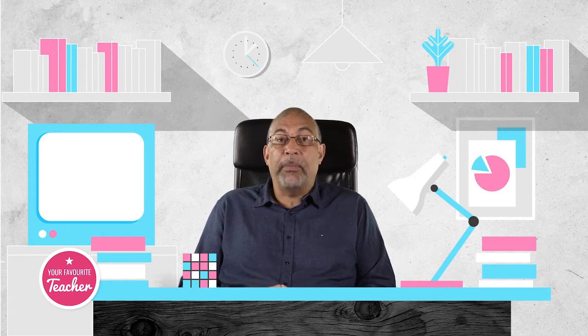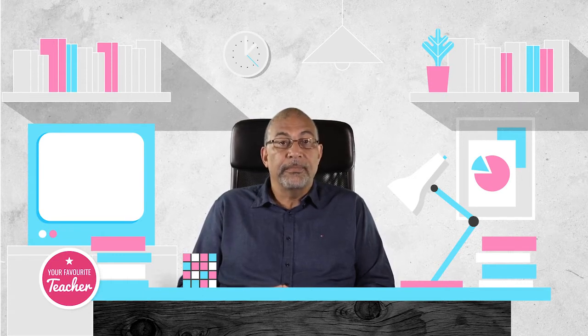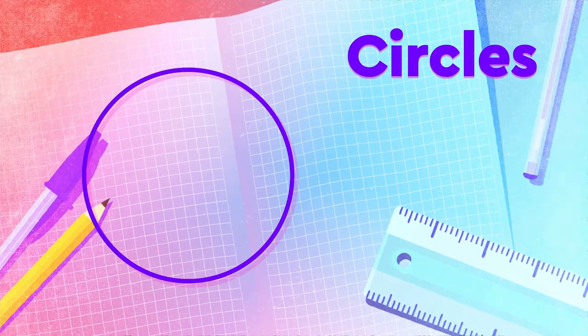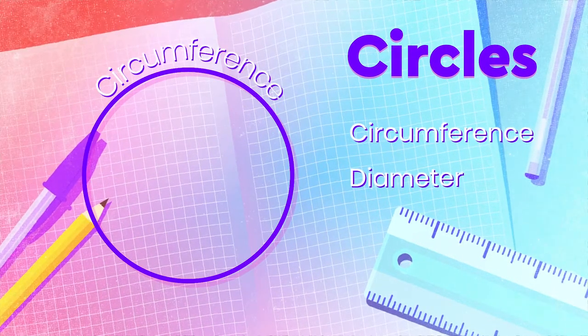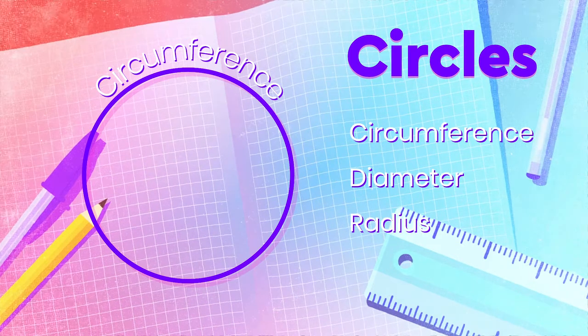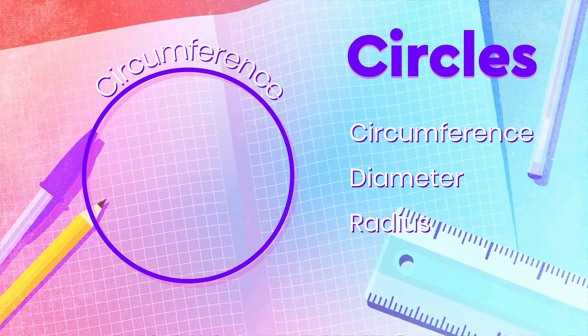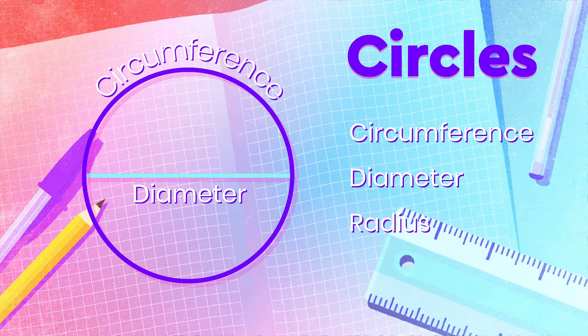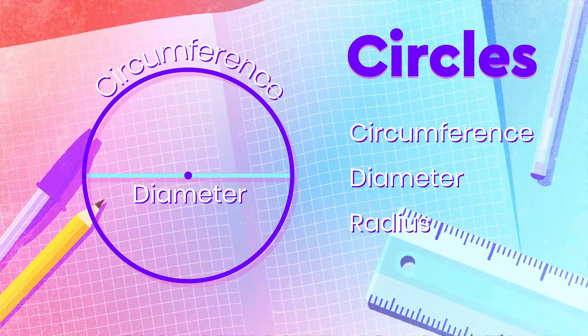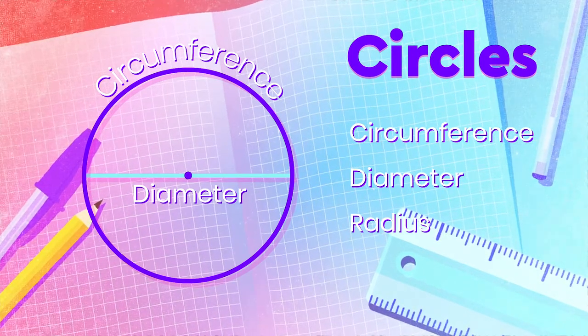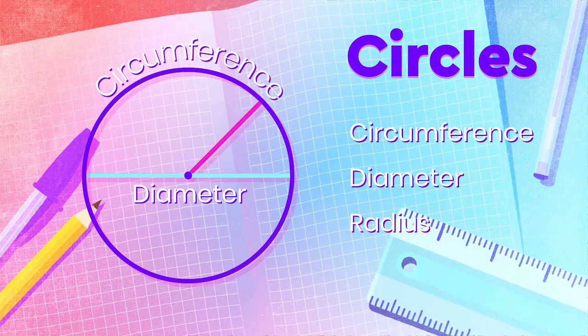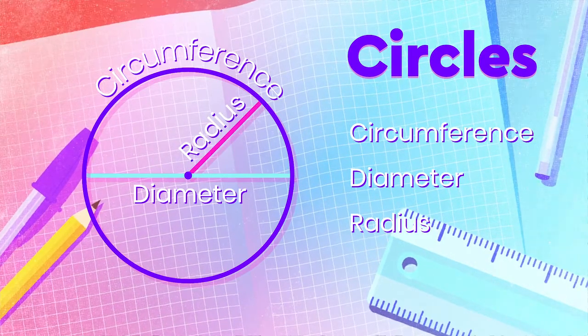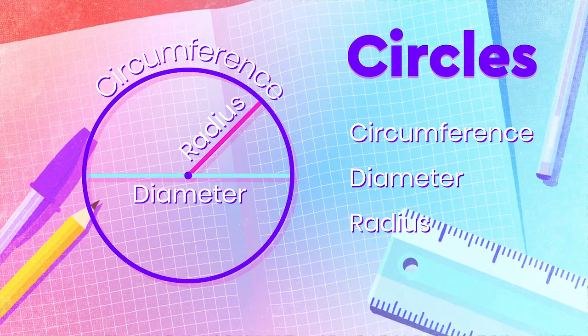In this lesson, we'll look at the perimeter of a circle called the circumference, as well as how it's calculated and applications of that knowledge. The main parts of a circle are called the circumference, the diameter, and the radius. The diameter is a straight line drawn from one point of the circumference through the middle of the circle to the other side. The radius of a circle is any straight line drawn from the center of a circle to any part of the circumference.